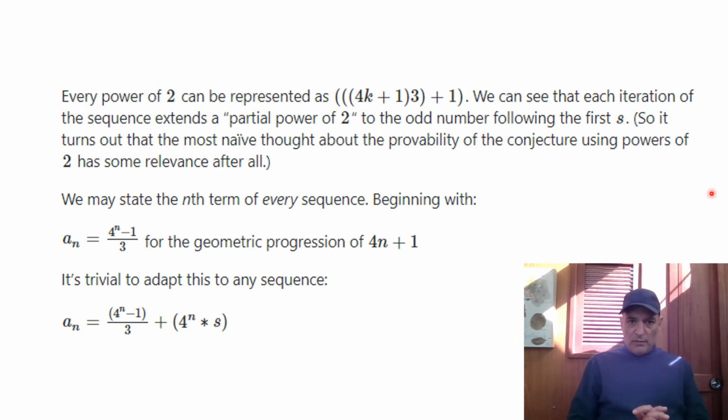Every power of 2 can be represented as 4k plus 1 times 3 plus 1. Well, this is very interesting because we can see that each iteration of a sequence extends a partial power of 2 to the odd number following the first s. And so this is actually easier to see when you are applying the m-1 divided by 4, shall we say the forward operation, the one that goes to 1.